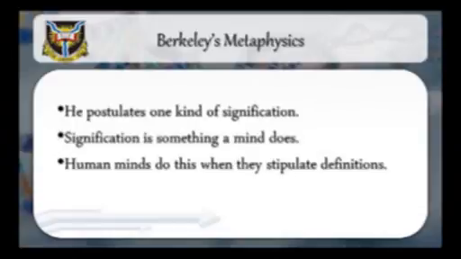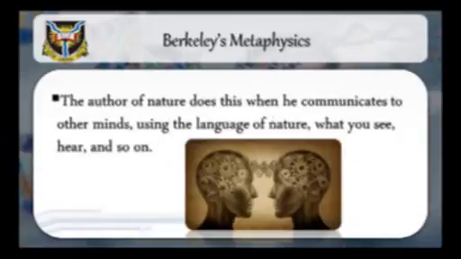Human minds do this when they stipulate definitions, and the author of nature does this when he communicates to other minds using the language of nature: what you see, hear, and so on. The arbitrary nature of human signification differs from the signification of the author of nature, as the imperfect, fallible, limited mind differs from the perfect, omnipotent, all-good, infinite mind of God.